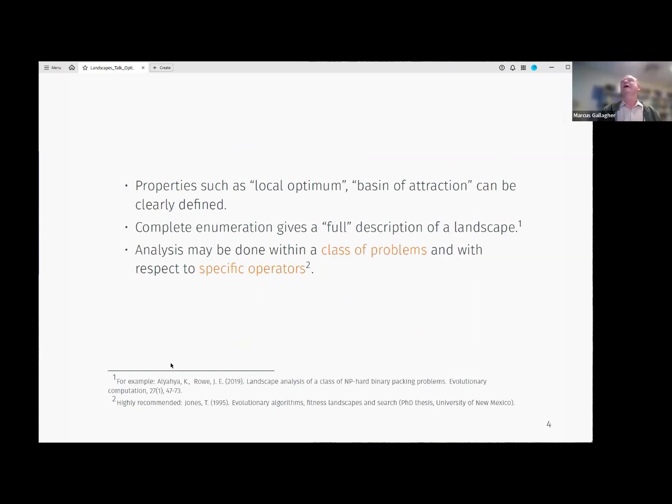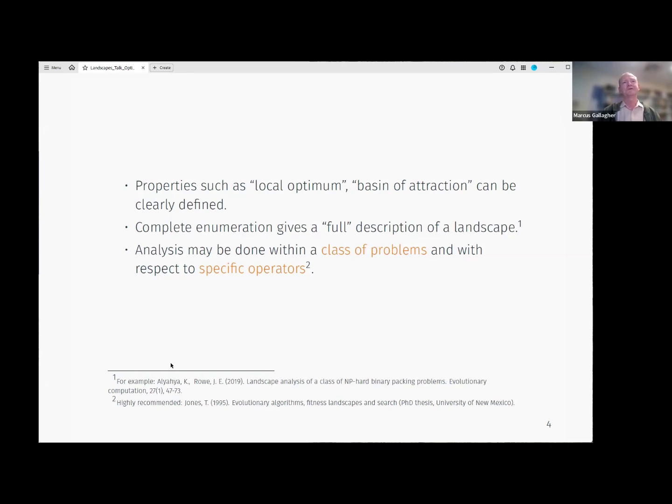And well, you can go from this and start talking about the structure, the topology or the topography of a landscape, and think about properties like a local optimum. What does that mean in terms of the nodes in the graph and your neighboring nodes? You can define precisely what a local optimum is, whether it's unique or not, what a basin of attraction might mean, and all of these sorts of things.